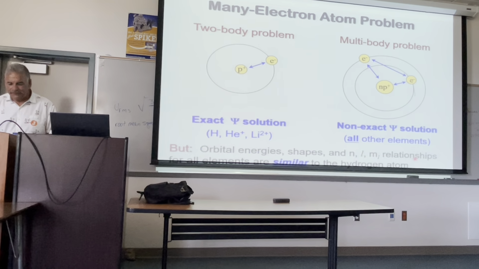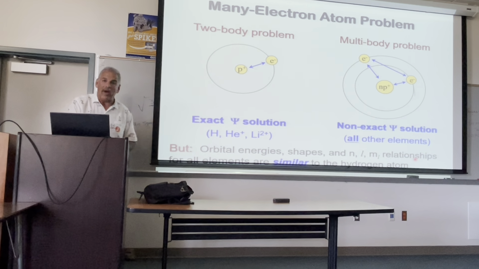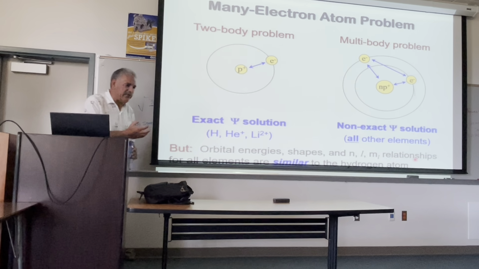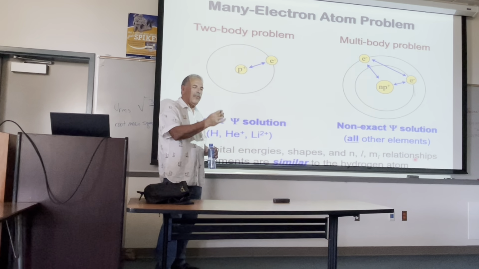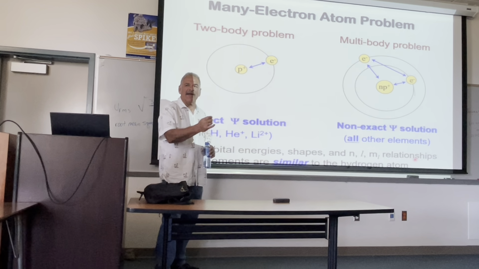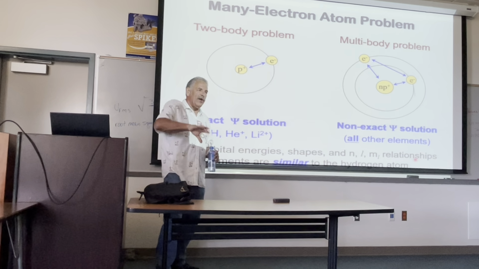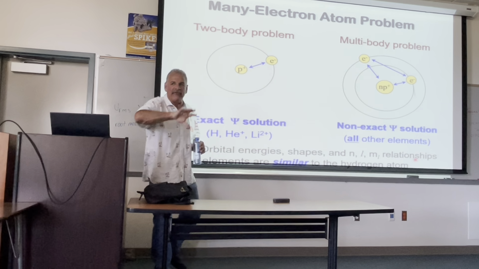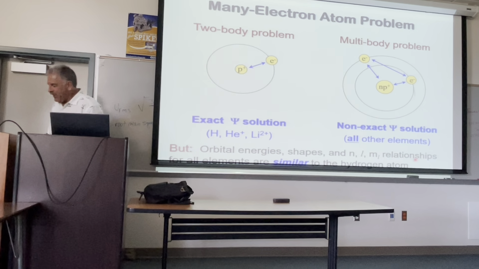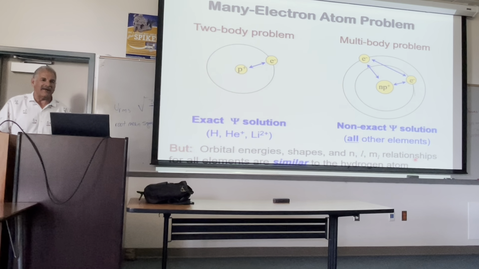All right. Orbital energies, shapes, and n, l, m relationships for all elements are similar. So it's our model, right? What we're looking at is the model. We're not really saying what an electron shape is. We're saying for this element, the probability is very high that we can say with a little bit of certainty where the electrons are around the nucleus, which is not written in stone.